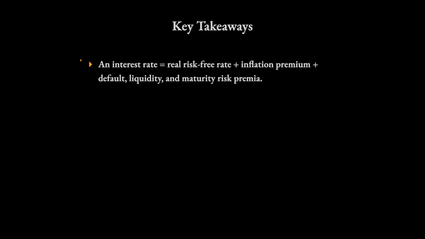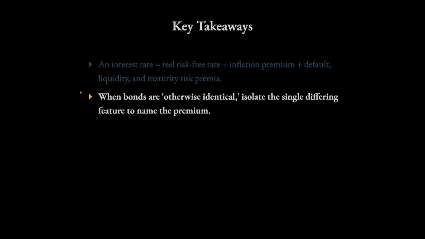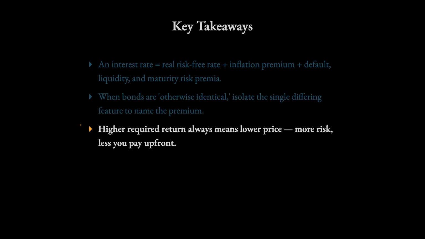Let's recap. First, an interest rate equals the real risk-free rate plus an inflation premium plus default, liquidity, and maturity risk premia. Second, when bonds are otherwise identical, isolate the single differing feature to name the premium. Third, higher required return always means lower price. More risk, less you pay up front.